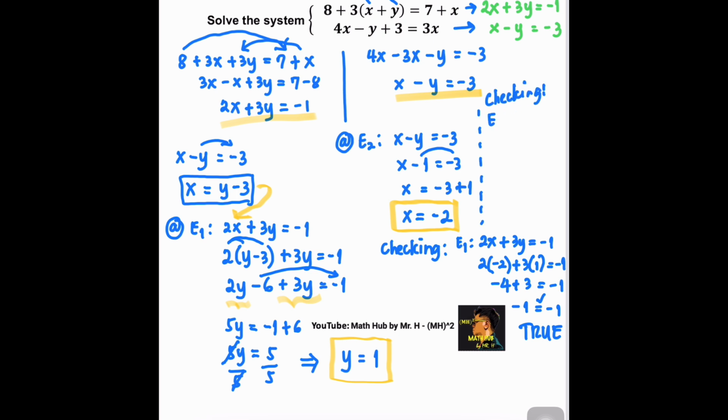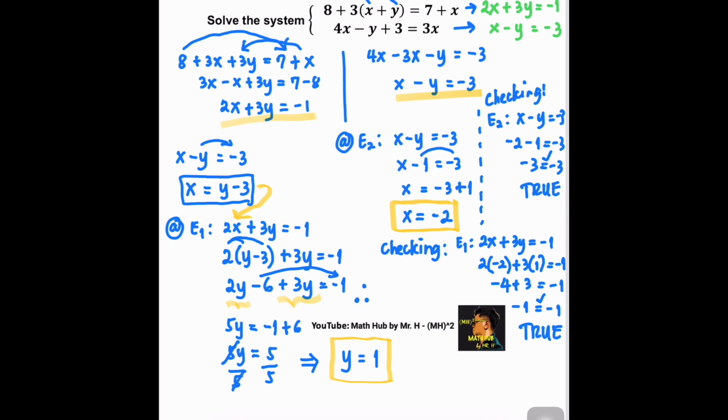Equation 2, which is x minus y equals -3. So x is -2, minus y is 1, equals -3. -2 plus -1 is -3 equals -3. So that's also true. Great. All right, since the two equations were satisfied by the values that we got, then we can write a conclusion from here.